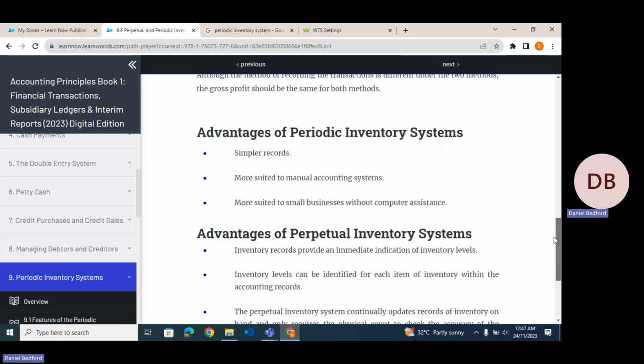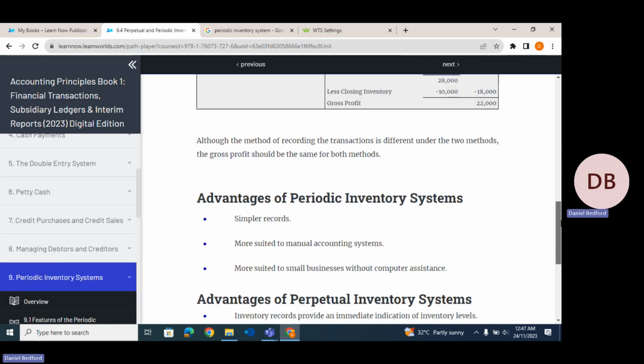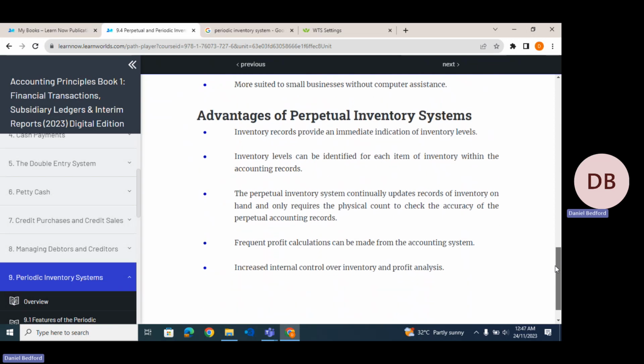But when it comes to the perpetual system, the more advanced system, this tells us our inventory levels all the time. It tells us our COGS all the time, every day. And it's more suited to larger businesses with more money at play. But it's not needed for small business.